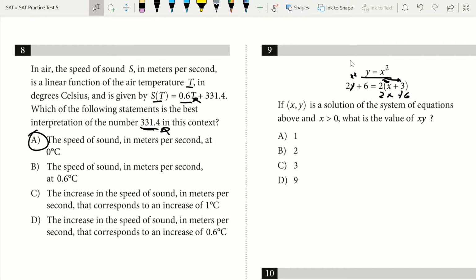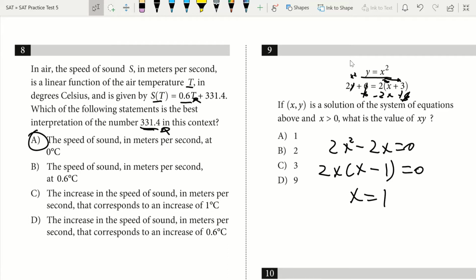So now what I'm going to do is set this all equal to 0, factor, and find my answer. So I have 2x squared plus 6. I'm going to go ahead and subtract 6 from this side and this side. That's going to get rid of my 6. I'm going to subtract 2x from each side. So now I have 2x squared minus 2x equals 0. I factor out that 2x, and then I have 2x times (x minus 1) equals 0, which means my x has to equal 1. When I have x equals 1, 1 squared is equal to 1, which means that 1 squared equals y. Y must also equal 1. 1 times 1, because I'm asked for xy, is 1, so my answer is A.